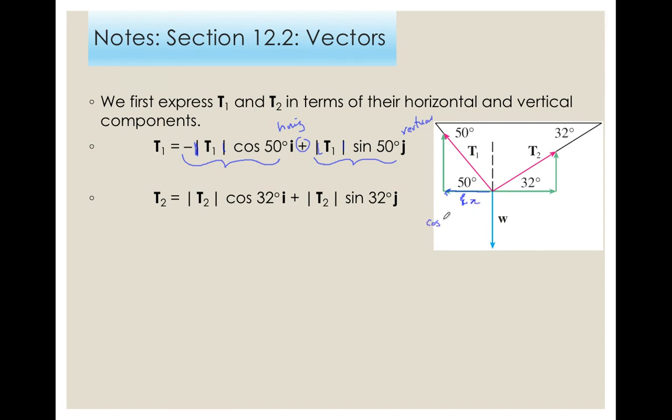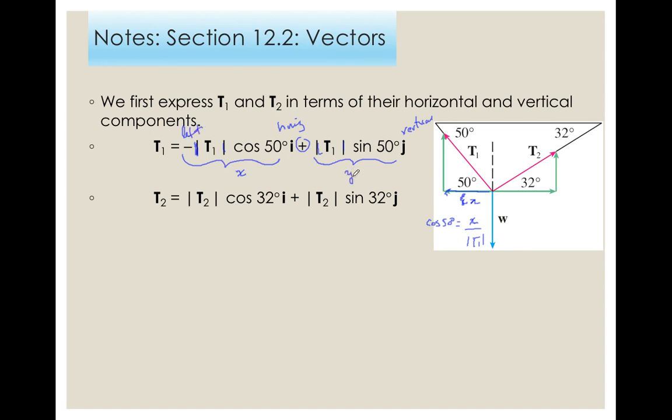isn't the cosine of 50 degrees equal to X over the magnitude, or the length of that, T1? And I just solved that for X. Here's X. Where'd the negative come from? Yeah, because I'm going left, yes?